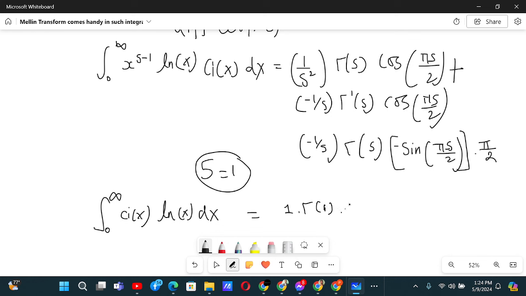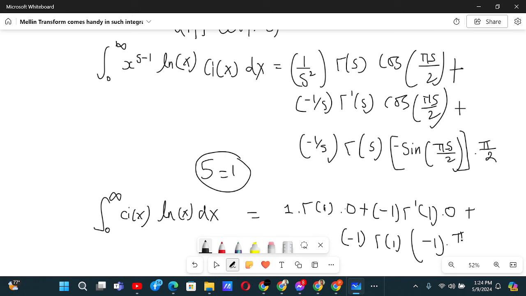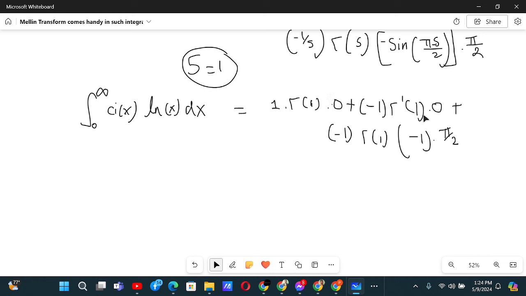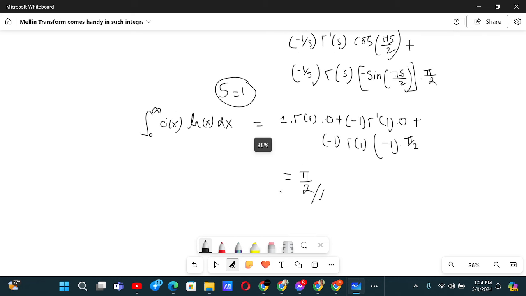That is just 0. Plus, now this is minus 1 and then gamma dash of 1, and cos of pi by 2 is just 0 again. Plus this is minus 1 again, gamma of 1, and now minus sine pi by 2 is minus 1, and then pi by 2. Now this is 0, this is 0, and minus times minus is plus, so we just have pi by 2. And that should be the answer.